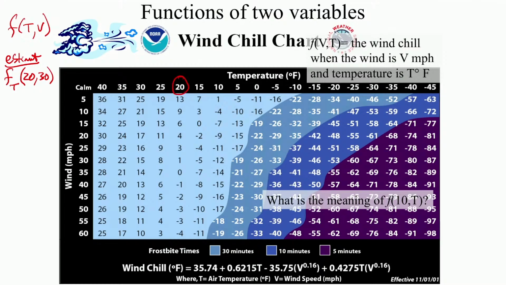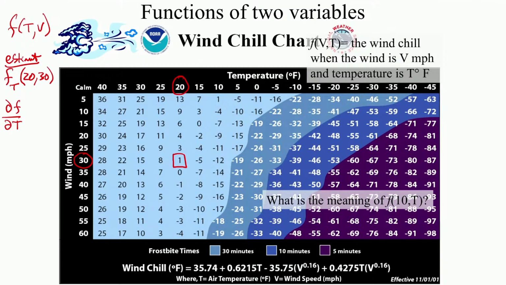Here's 20 degrees, and here's 30 miles per hour. And so this is the actual wind chill. But I want to actually estimate f sub t. So what does that mean? That means the derivative of the function with respect to t. So look at what this really means.